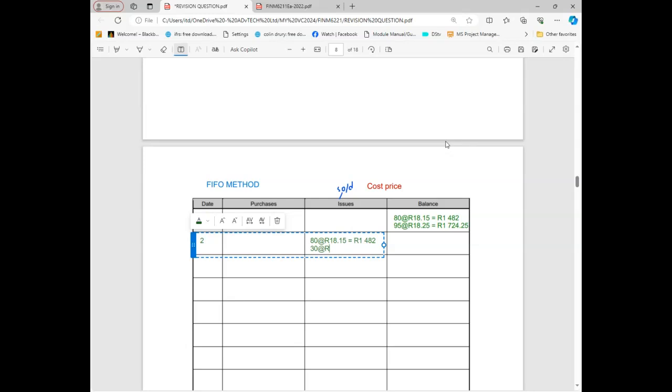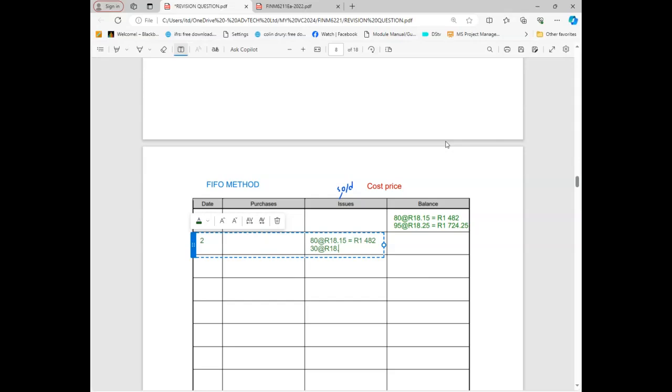At which price? 18 rand 15. No, we don't have the stock for 18 rand 15 anymore. It's finished. So we use the selling price given. No, no, no, no. We don't touch selling prices as we agreed.